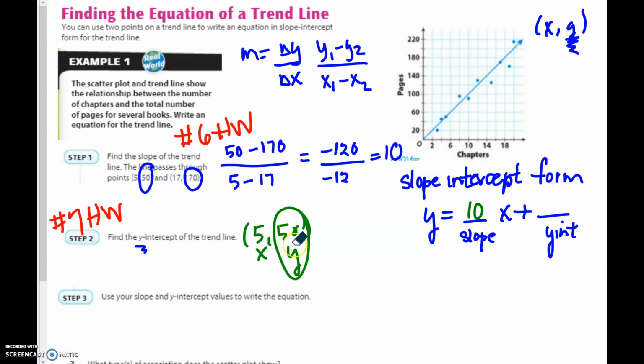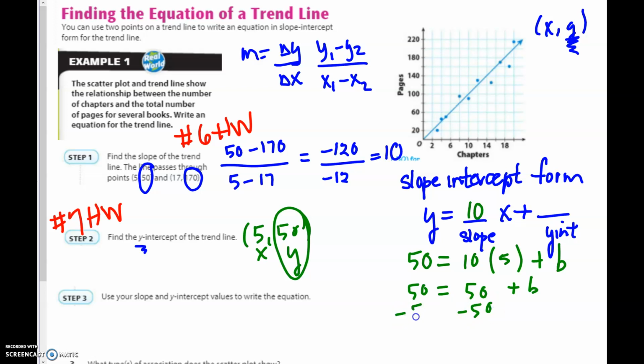And I'm going to substitute that number 50 in for y. Then we have a 10, and in place of my x, that x value over here is a 5, and I'm solving for b, or my y-intercept. So now I'm going to do 50, and I have 10 times 5 is 50, and solve for b. So now I'm going to subtract 50 from both sides, and it looks like I have 0 equals b. Well, if we would have just looked up here, we could have seen that this thing is going through that ordered pair 0, 0. That's where it's crossing my y-axis. So I know that this y-intercept is 0.